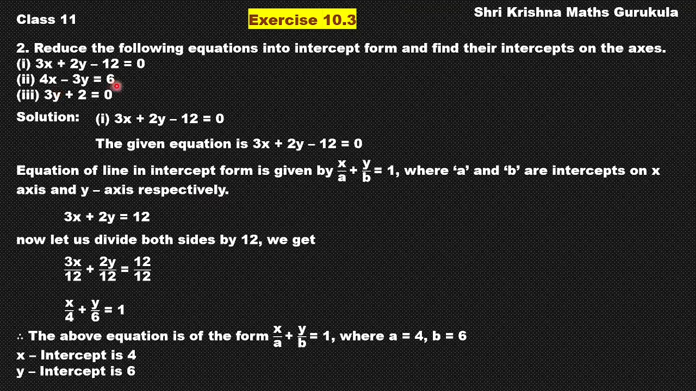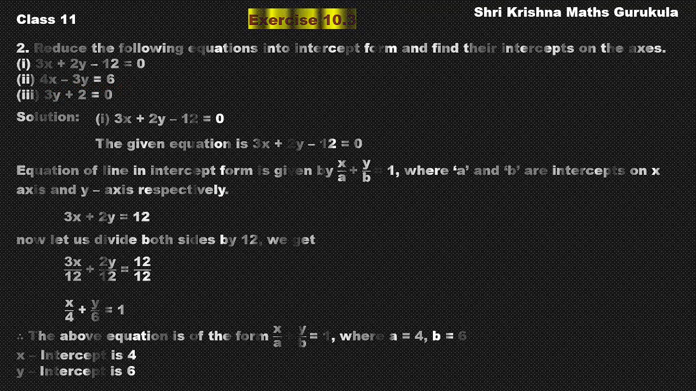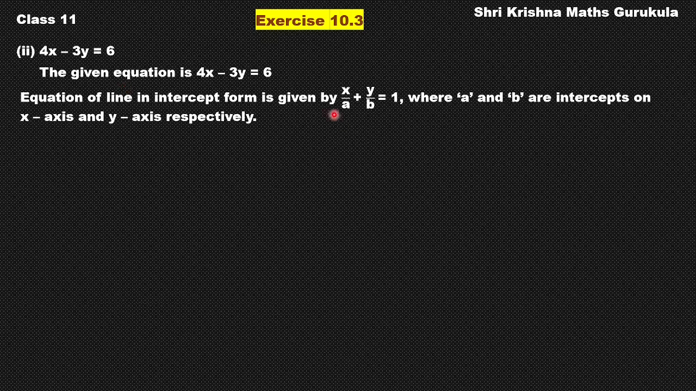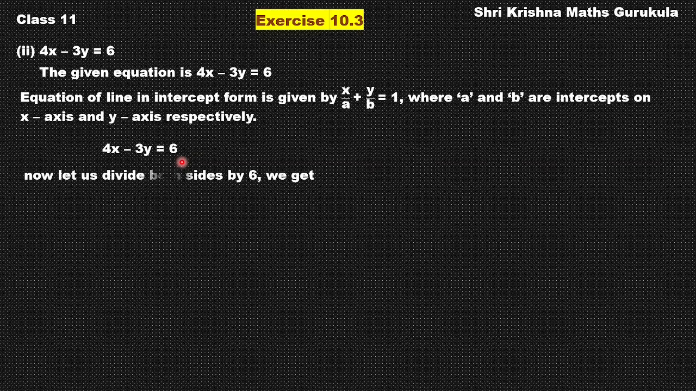Let us check the next one now, which is 4x minus 3y is equal to 6. So in this sum, the constant is already on the RHS. We just have to make it 1. Intercept form is x by a plus y by b is equal to 1. So 4x minus 3y is equal to 6. Now we have to divide throughout by 6 because we have to make the constant term as 1. So it is (4x minus 3y) by 6 is equal to 6 by 6.